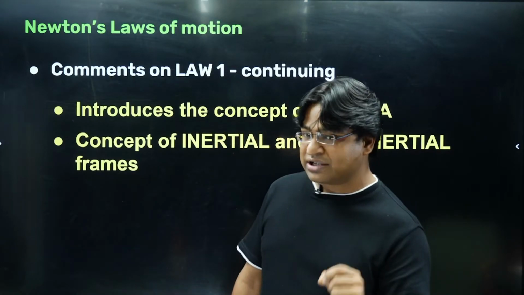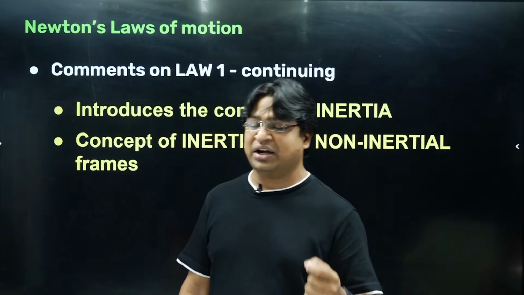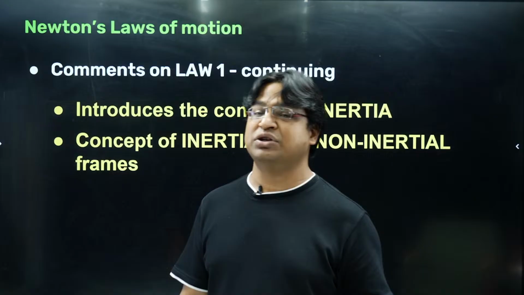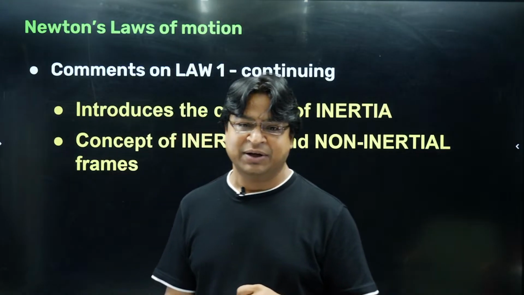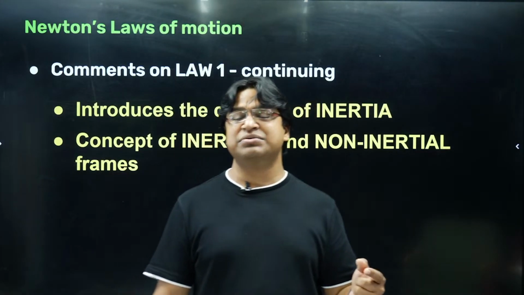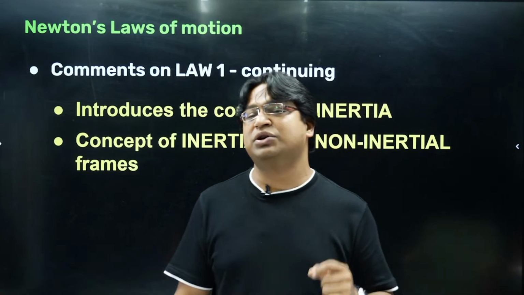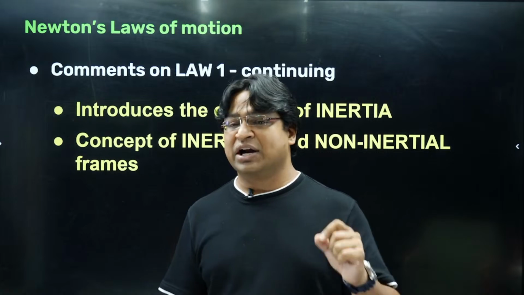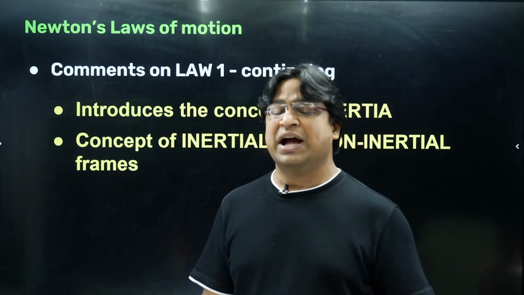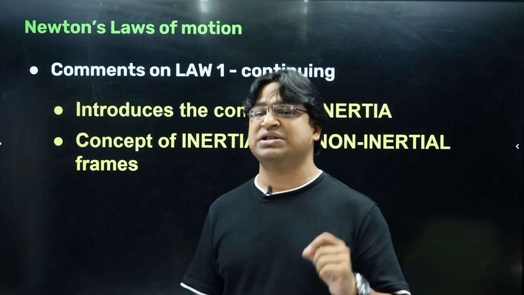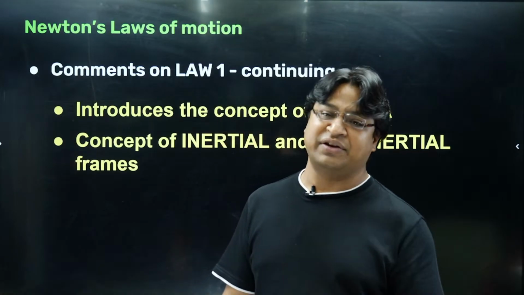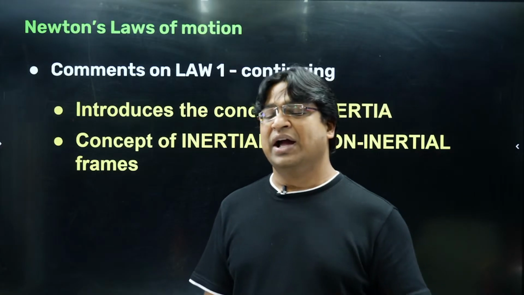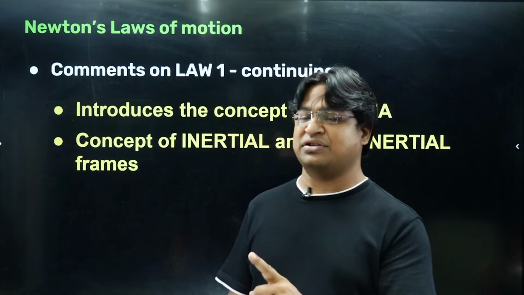How do we identify whether a frame is inertial or not? The acceleration of the frame itself would be zero. Such frames are called inertial frames. Now there would be frames in which we will not be able to apply Newton's law directly. Such frames are called non-inertial frames, and the identity of non-inertial frames is that they are accelerated frames. So inertial frames are the ones which are non-accelerated, and non-inertial frames are the ones which are accelerated.